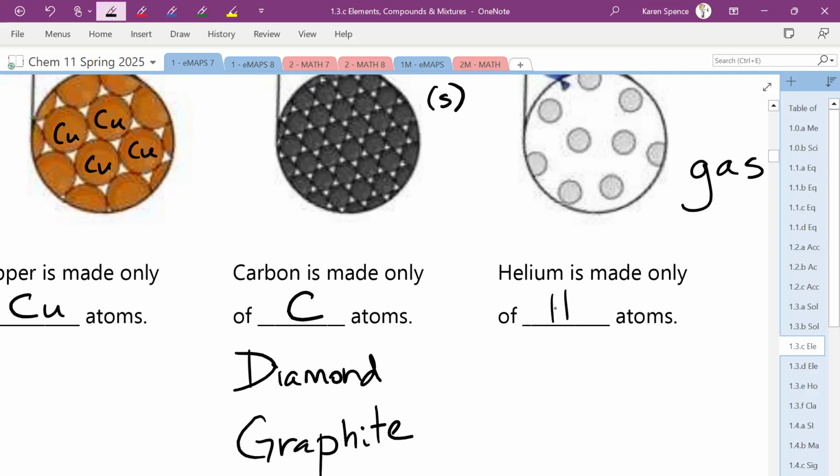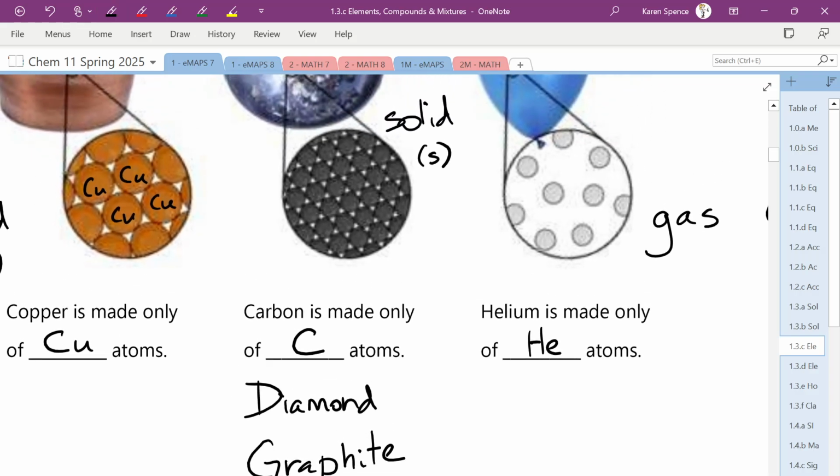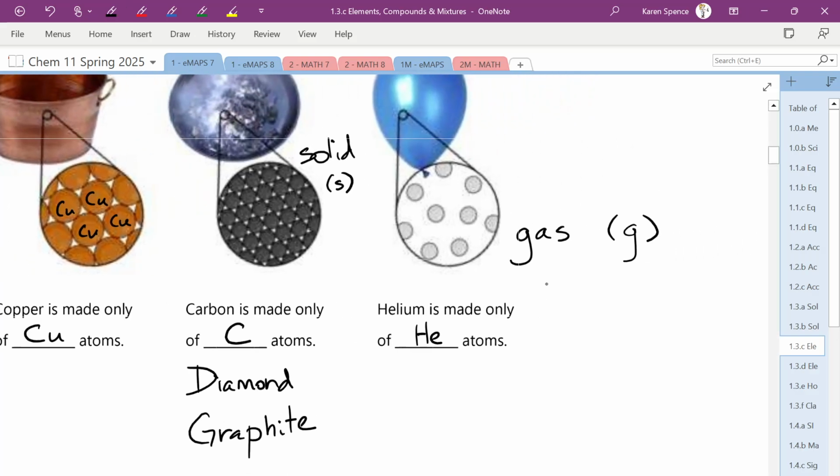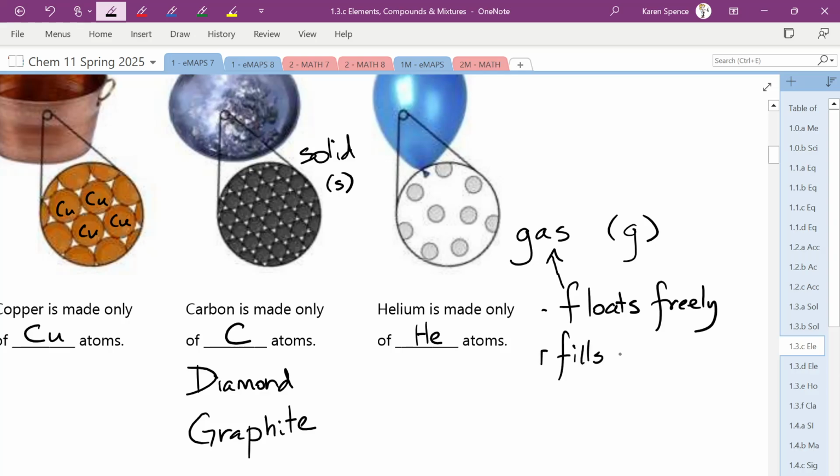Helium is made of only helium atoms. How can you tell the difference between the solid and the gas? Stuck together. Okay, so the gas floats freely. It fills its container. So it doesn't sink to the bottom of the balloon, okay?